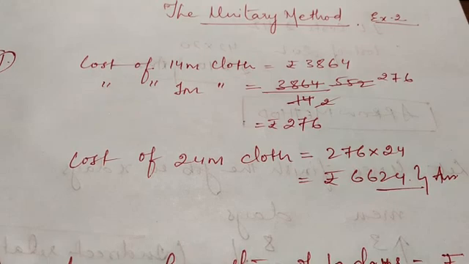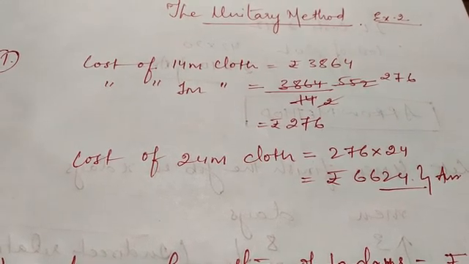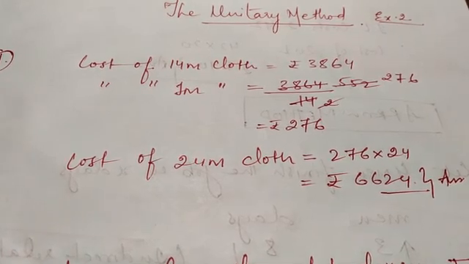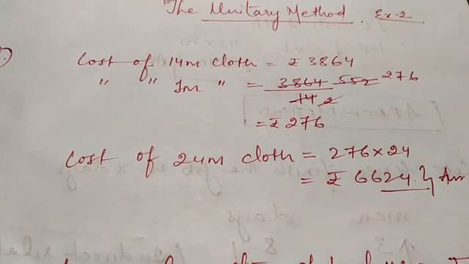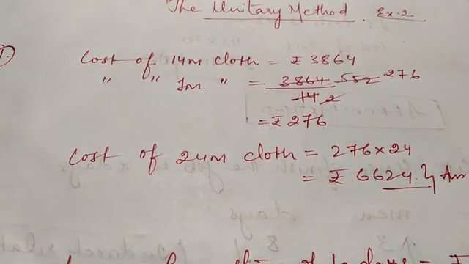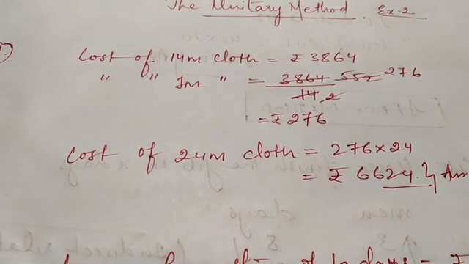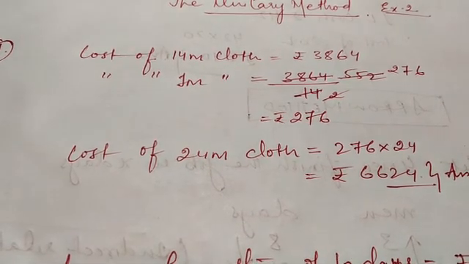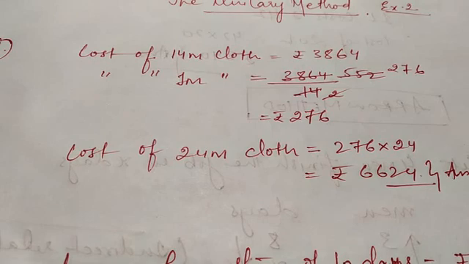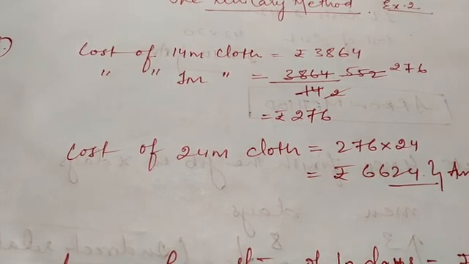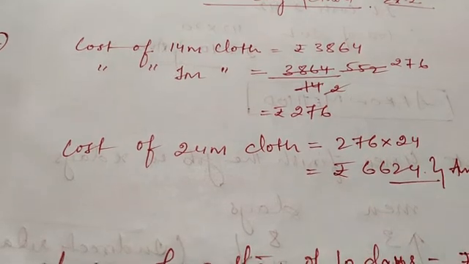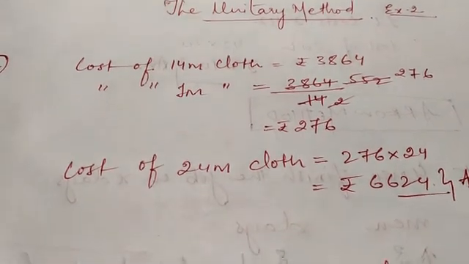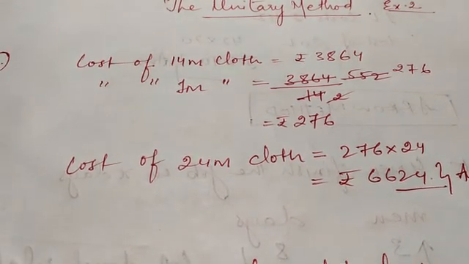Then you can see I have found the cost of 1 meter. Why? First we should always know what is the cost of 1 meter, and with that cost of 1 meter we can find the cost of any quantity, 20 meter, 24 meter, 2400 meter, whatever may be the quantity. But before finding out the cost of the given quantity, you should know the cost of 1 meter. Okay, so 1 meter cloth cost, how will you find out? By dividing it, because 14 meter is more and 1 meter is less, so the cost will be less. So how will you get it?